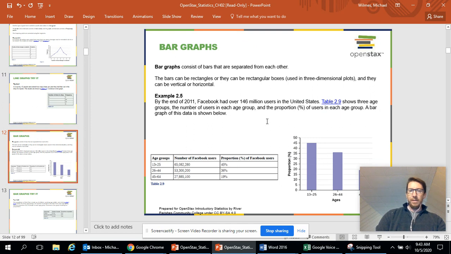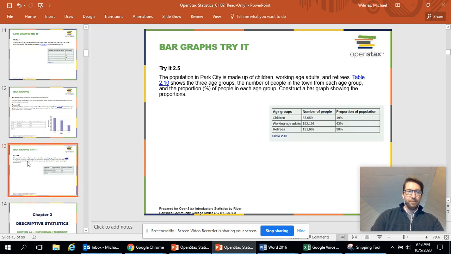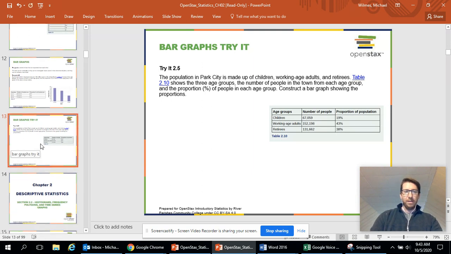Bar graphs are similar to line graphs. We have our categories on the bottom, and we have our percentages or frequency or whatever it is working our way up on the y-axis. Okay, so that's our first section, bar graphs, line graphs, and stem plots.